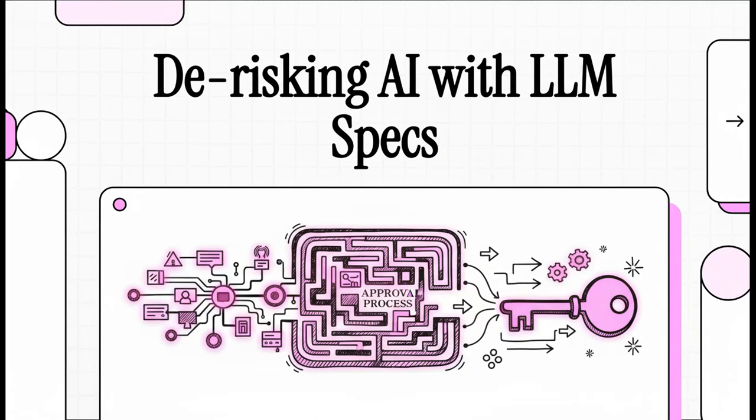So you've got this amazing, innovative AI model ready to go. But what's the one thing that's holding it back from actually getting into production? It's usually not the tech. It's the approval process. Today, we're going to talk about the key to unlocking that final, crucial step.